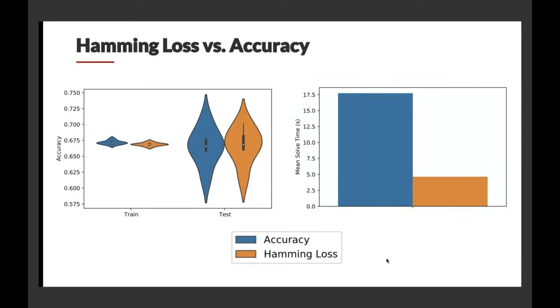Here are some experiments where we ran, with a fixed rule set, both the Hamming loss model and the accuracy model. This is for the COMPAS data set. What you can see is that from an accuracy perspective, the two models are more or less indistinguishable. You can't see a difference in the distribution between the accuracy on either the train or test set using the two different objectives. But where we do see a really big difference is in terms of computation time. The accuracy model takes on the order of 3 to 4 times longer to solve than our Hamming loss model.